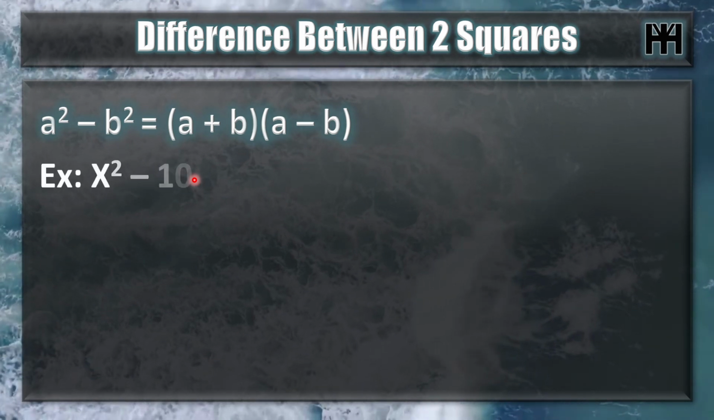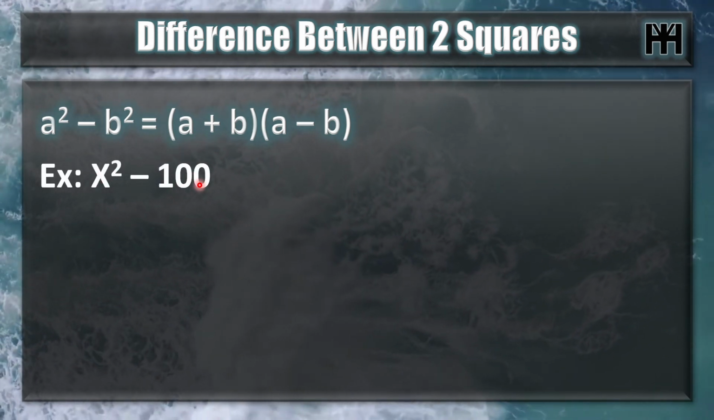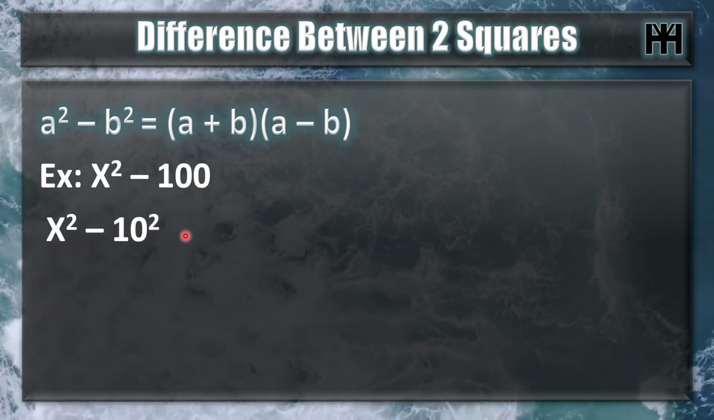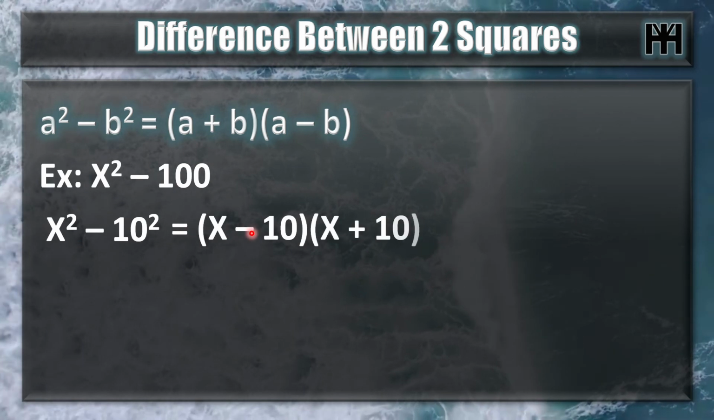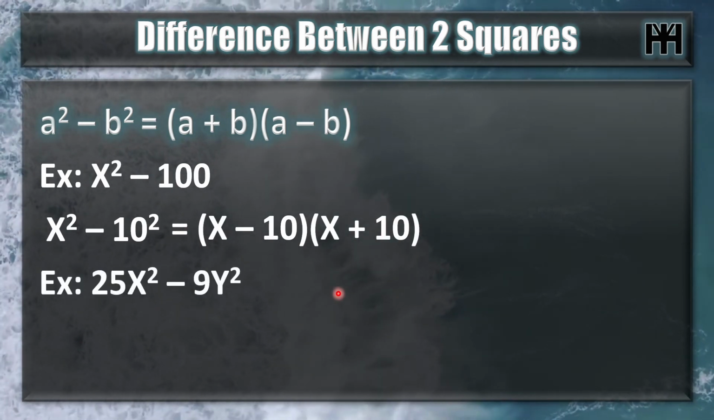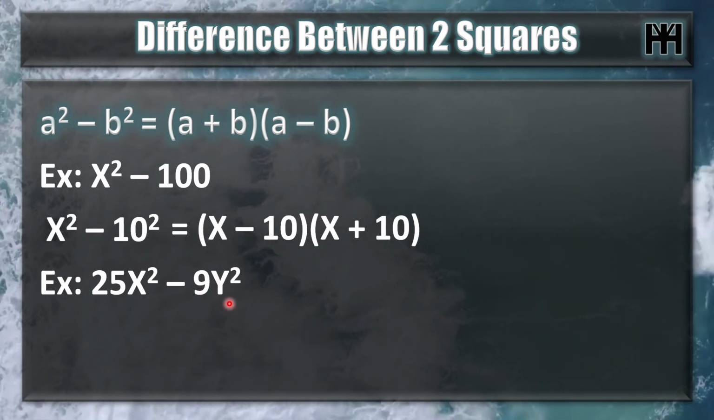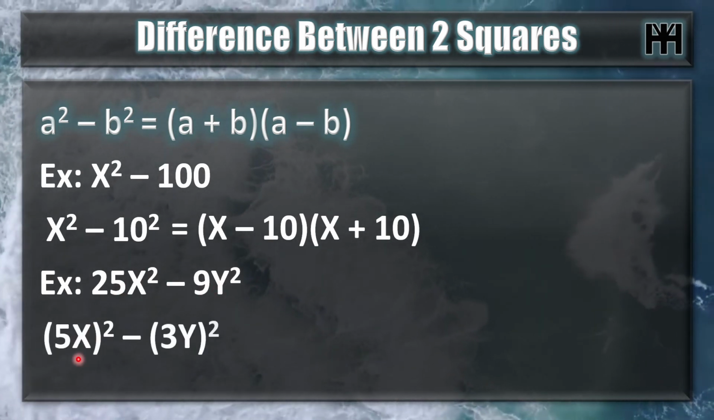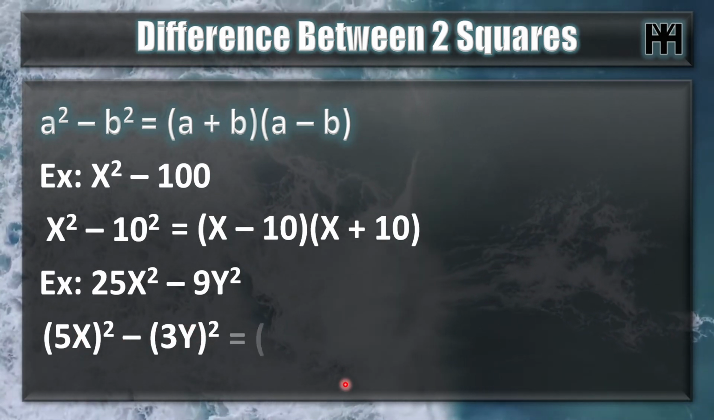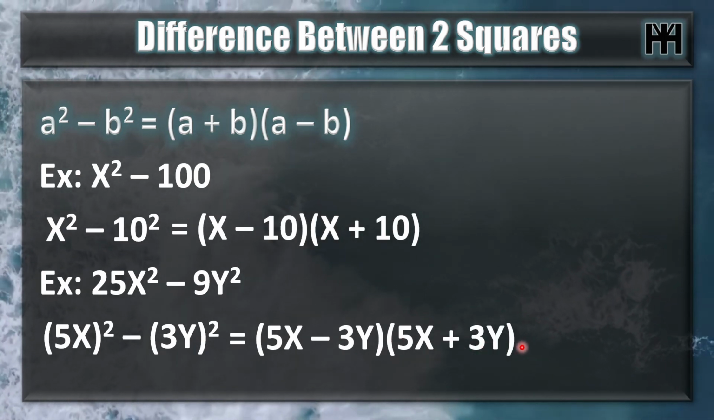Okay, let's take an exercise, x squared minus 100. So we can say it's x squared minus 10 power 2. So it's the same as x minus 10 and x plus 10. Okay, exercise 25x squared minus 9y squared. We can say it's 5x squared minus 3y squared. So we can say here it's 5x minus 3y and 5x plus 3y.